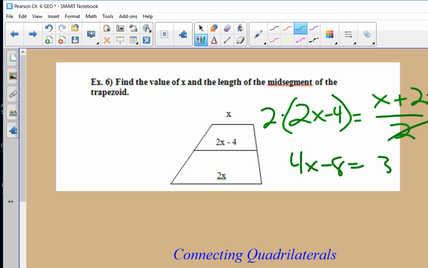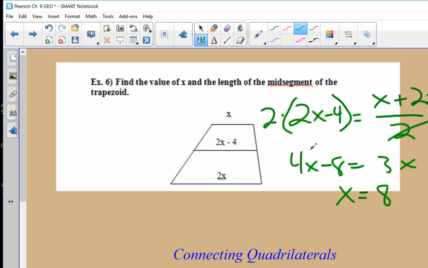Over here, they're going to go away. I get 3x. Okay. In this case, I want to gather the variables to one side, the constants to the other. So I'm going to cheat here a little bit. I'm going to subtract 3x and add 8 at the same time. So when I subtract 3x, I get x. When I add 8 to the other side, I get 8. Okay.